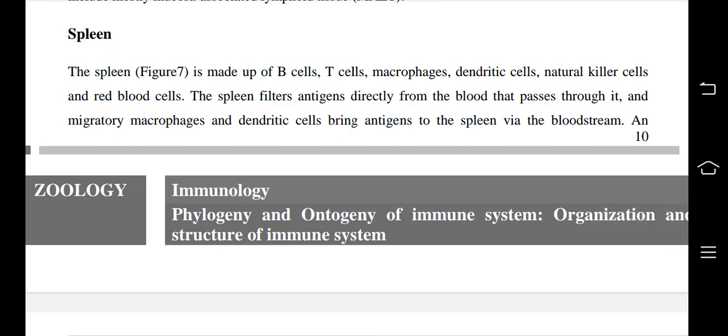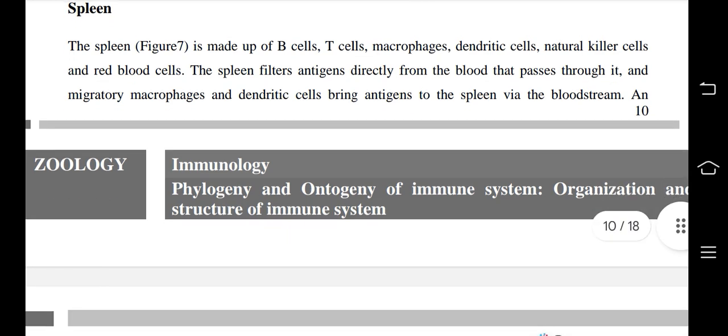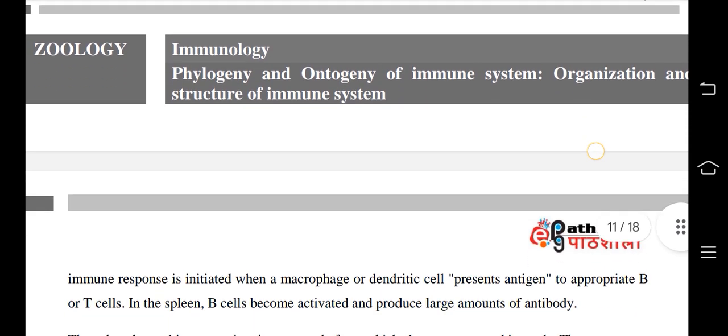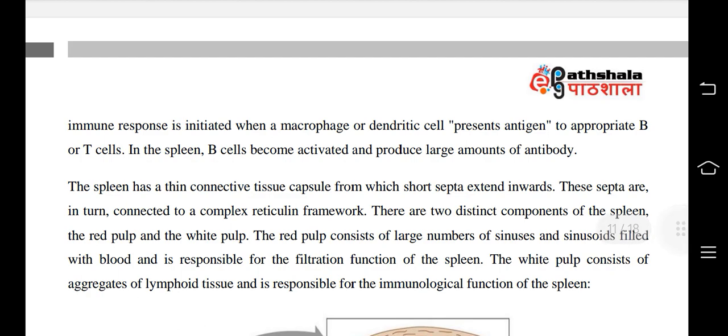Spleen in particular. The spleen is made up of B cells, T cells, macrophages, dendritic cells, natural killer cells, and red blood cells. The spleen filters antigens directly from the blood that passes through it, and migratory macrophages and dendritic cells bring antigen to the spleen via the bloodstream. An immune response is initiated when a macrophage or dendritic cell presents antigen to appropriate B or T cells. In the spleen, B cells become activated and produce large amounts of antibody.